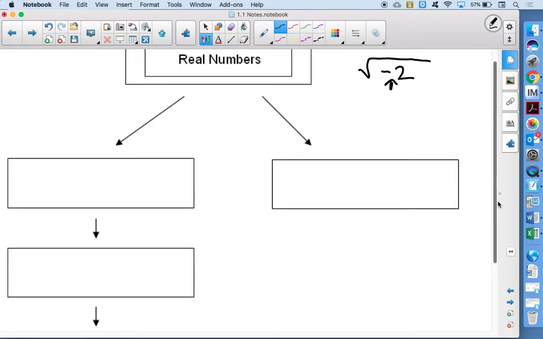So real numbers, we have them divided up into two different categories here, so that we can talk about the types of real numbers. There's something called a rational number. So this is a type of real number. Does anybody know what a rational number is? So a rational number is any number written as a fraction.